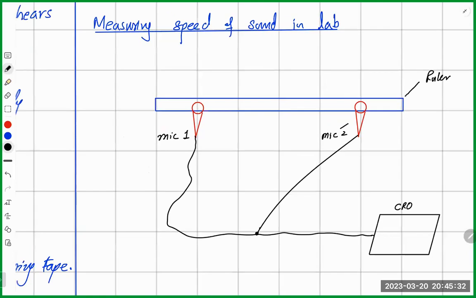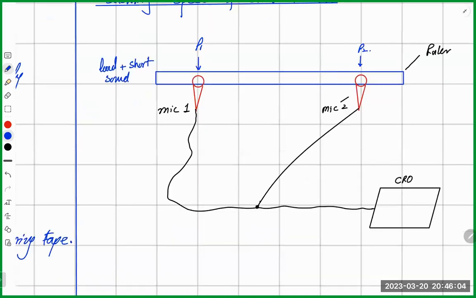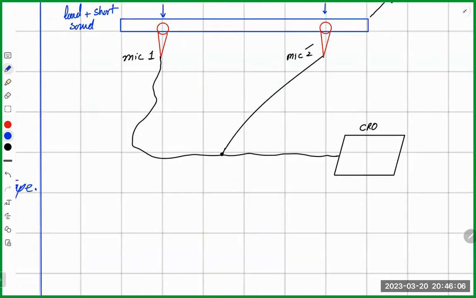So what we do is we produce a loud, short sound. So sound will first go to which mic? Mic 1. Let's say this is position 1 on the ruler. This is position 2. So what are we expected to see on the CRO?